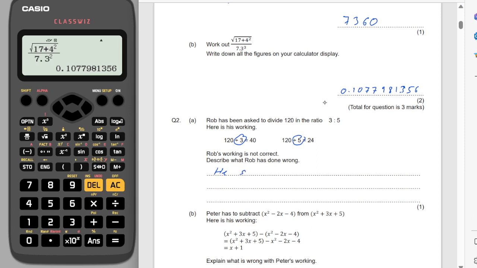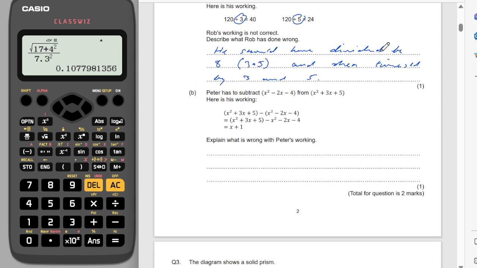He should have divided by 8. I'll put in brackets, that's 3 plus 5. And then times by 3 and 5.